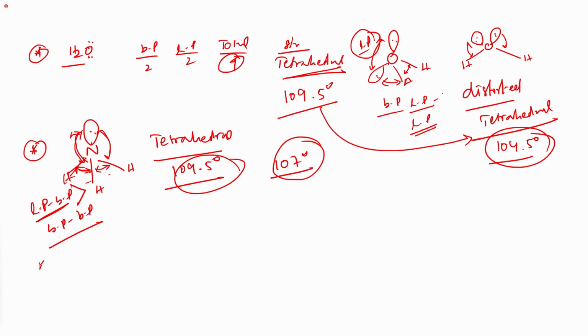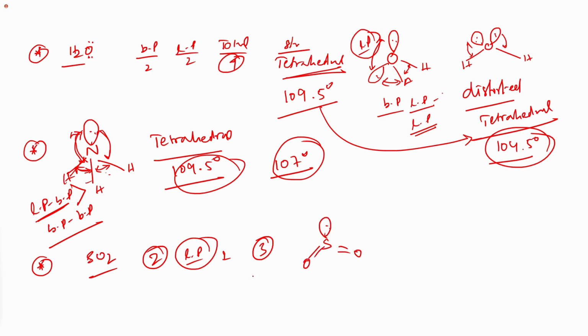Another example, if you see the SO2 molecule. First consider the structure. Here sulfur has two bonded electron pairs with oxygen, and sulfur has one lone pair, so the total is 3. When it is 3, the structure will be trigonal, but it will have a bent structure.